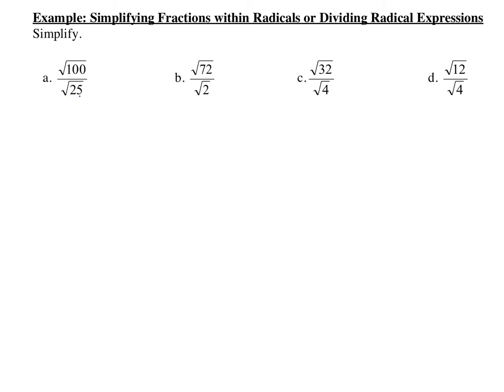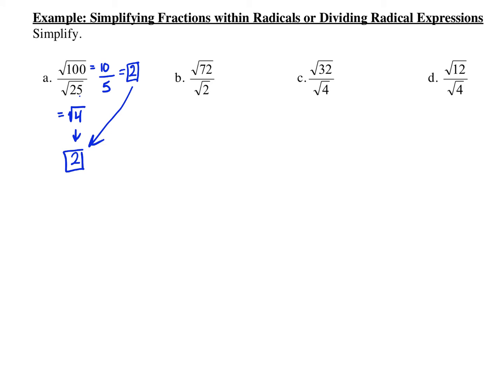So the square root of 100 divided by the square root of 25 will equal the square root of 4. And the square root of 4 is 2. That's one way to do it. The second way to do it is just to take the square root, if you can, before the division. So what I mean by that is the square root of 100 is 10, and the square root of 25 is 5, and then 10 divided by 5 is 2. So you can see that we get the same answer.